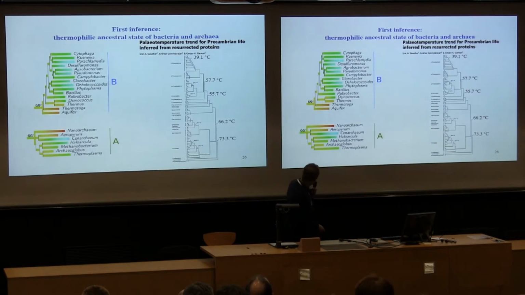So is it possible to make sense of what those molecular thermometers tell us? The first inference is that the ancestral state of the bacterial domain and the archaeal domain is thermophilic. Other molecular evidence supports that.